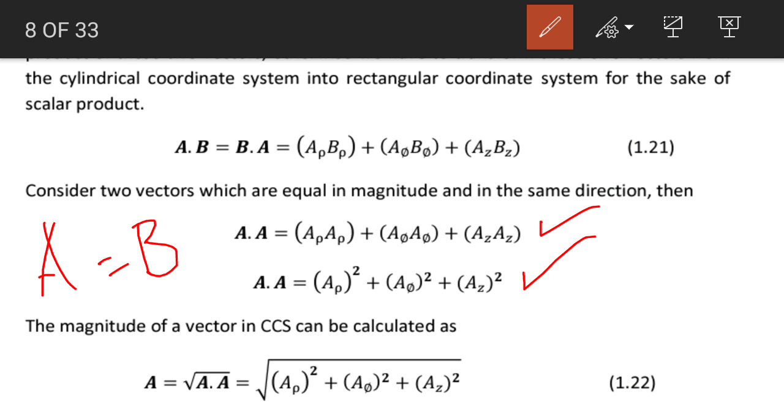So A dot A will be equal to A rho square plus A phi square plus AZ square, and we know that the magnitude of vector A is equal to the square root of A dot A, which is the square root of the square of the rho component of this vector plus the square of the phi component plus the square of the z component. So we use equation number 22 to find the magnitude of a three-dimensional vector in the cylindrical coordinate system.